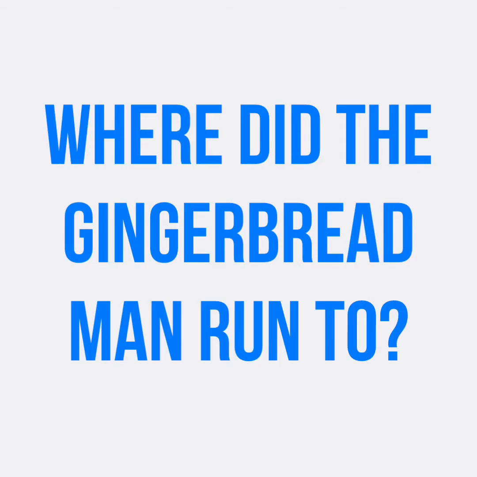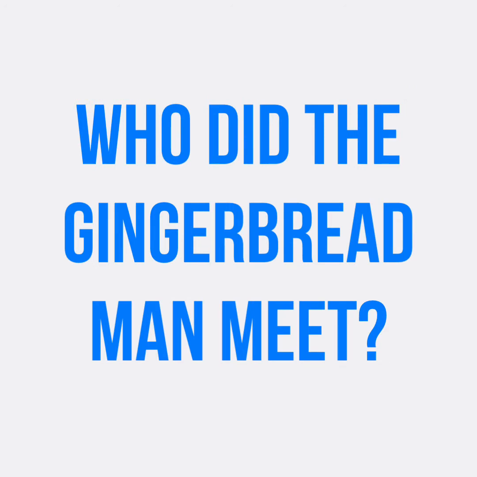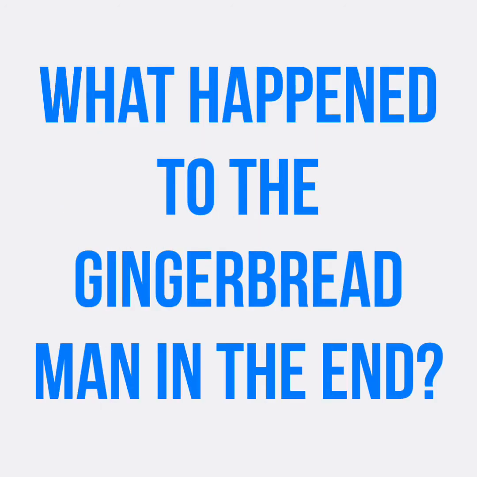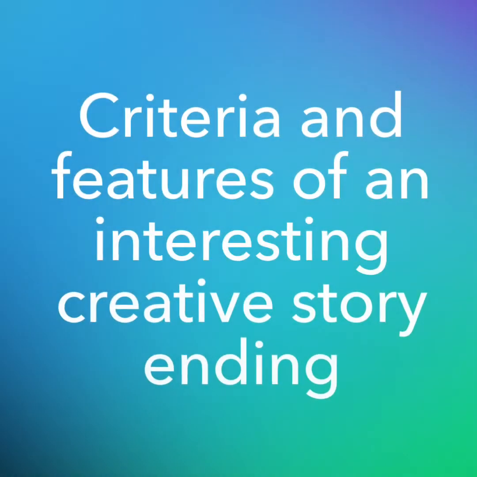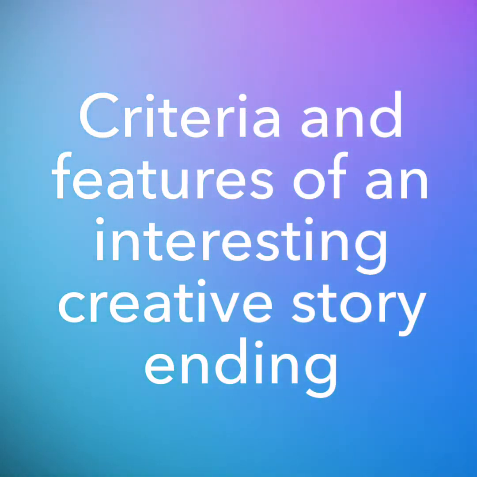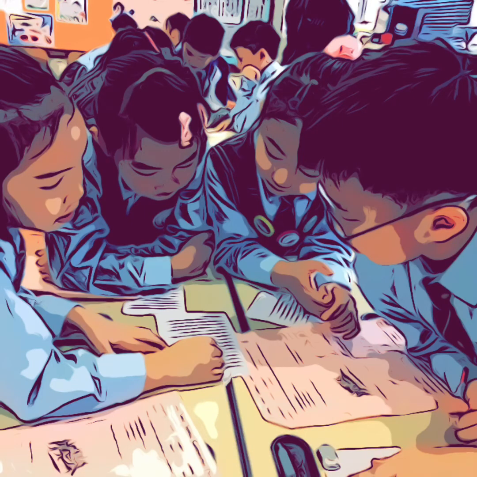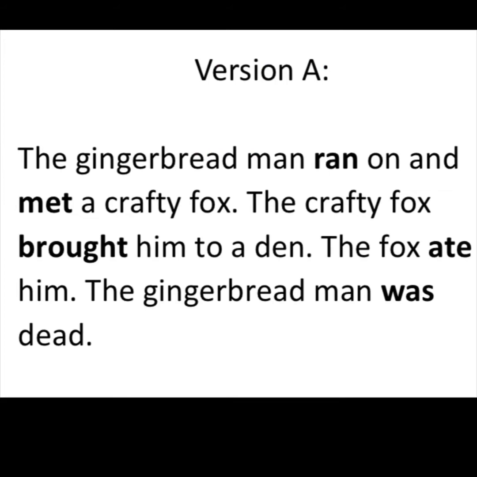After the teacher showed the interactive ebook with them, they're encouraged to think about where the gingerbread man ran to, who did the gingerbread man meet, and what happened to the gingerbread man in the end. In the following lesson, we're trying to teach our students implicitly the criteria and features of an interesting creative story ending. Students worked as a group of 4 and they each took turn to read a new version of the Gingerbread Man new ending. Each version of ending differs in their complexity and creativity in their story development.